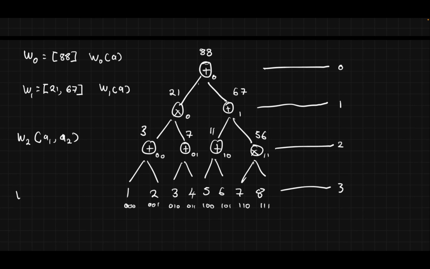And then finally, the input layer, W3, has 3 bits, A1, A2, A3, right? So your values are 0, 0, 0, you're going to get 1. Values are 0, 0, 1, you're going to get 2. On and on like that. So this is the first set of polynomials that we generate.